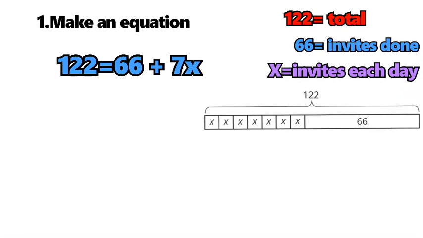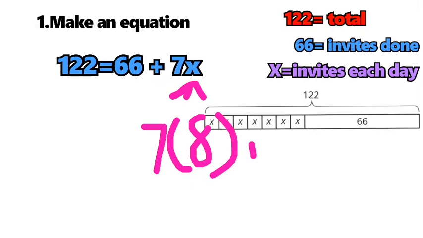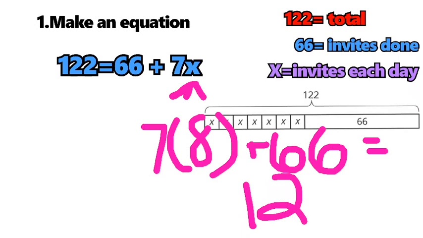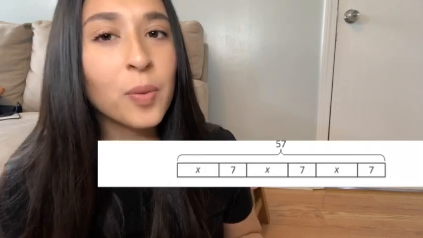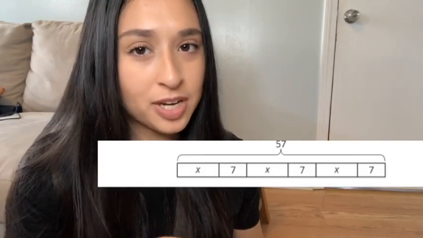And the other way that we could do this is because we made an equation, we can go ahead and do 7 times 8 plus 66. And that should also equal the total of 122. Awesome work, scholars. Now, before we go, I want to discuss one more type of tape diagram with you real quick.